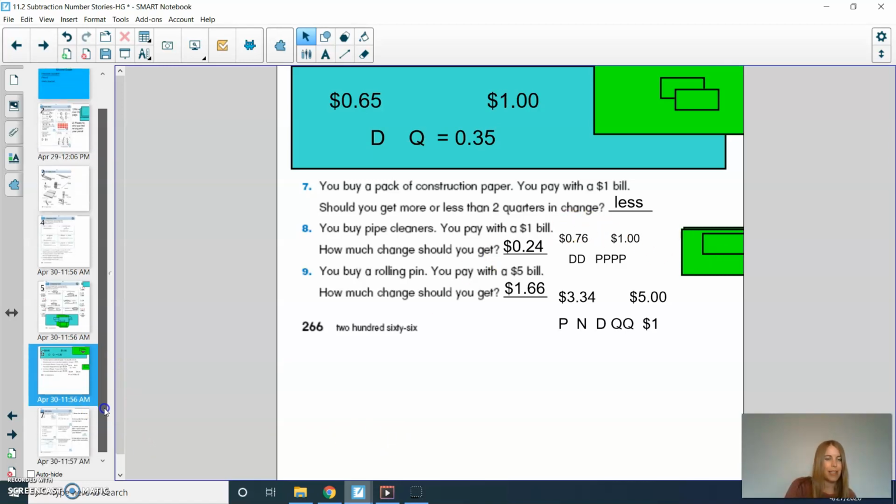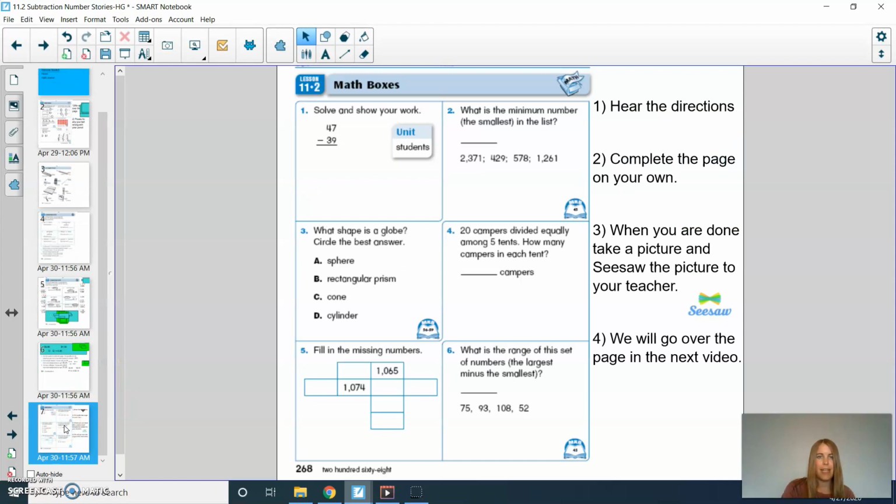All right, boys and girls, the last thing that we're going to do today is just talk about our math boxes. So our math box page is 268. For question 1, solve and show your work for 47 minus 39. For question 2, what is the minimum number? And they give you the clue. Minimum means the smallest number in this list.